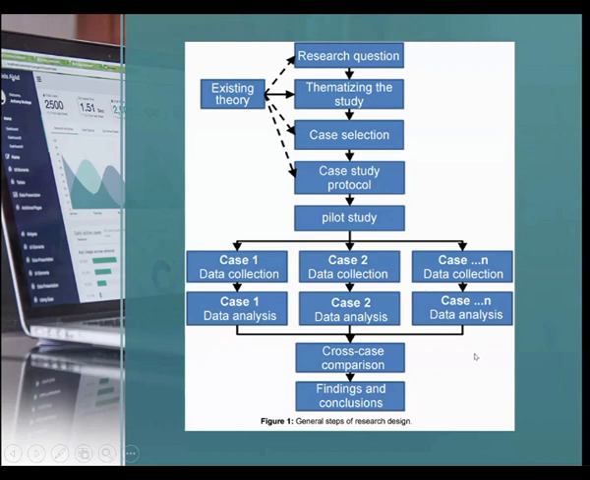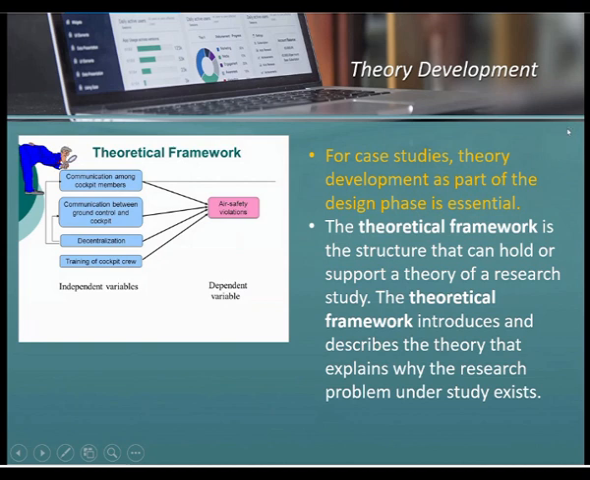And then the data analysis for the case study that you did, cross-case comparison of the case studies, findings and conclusion. Okay, so for case study, the theory development as part of design phase is essential. So what is the theoretical framework of the study? It is the structure that can hold or support the theory of your research. The theoretical framework introduces and describes the theory that explains why the research problem under study exists.